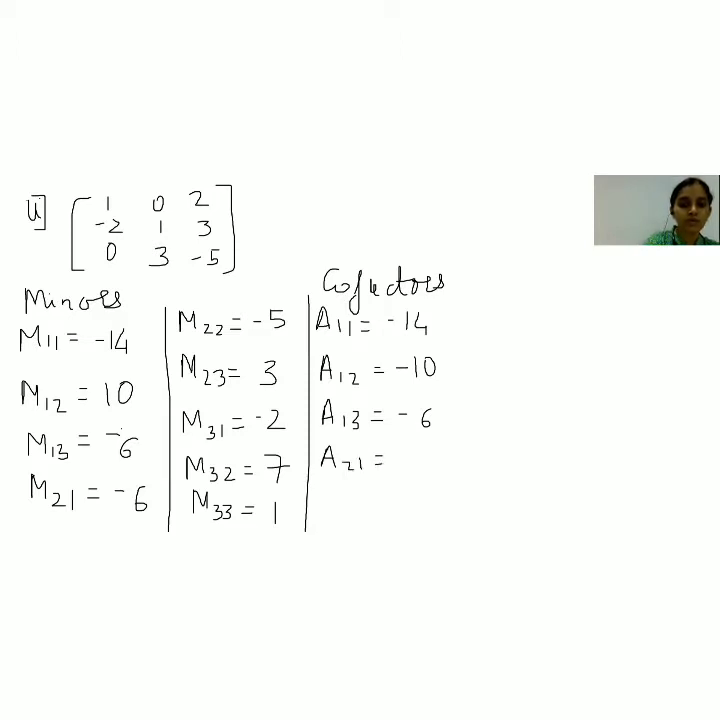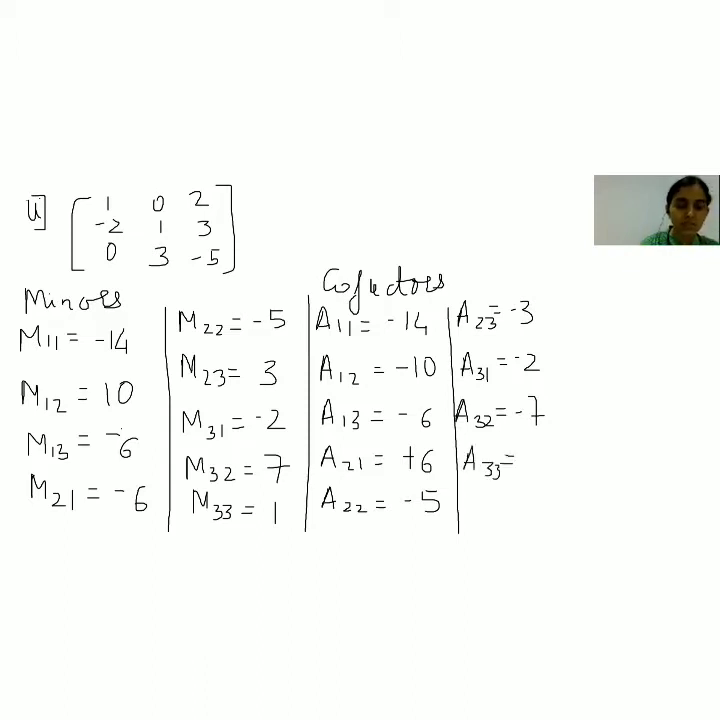A21 is equal to plus 6 because it's an odd number. A22 is equal to -5, same, because addition is even. Then A23 is equal to, addition is odd, so it will be -3. Then A31, addition is even, so the answer remains the same. A32, addition is odd, so answer will change its sign, -7. And A33, addition is even, so the answer will be same, 1.